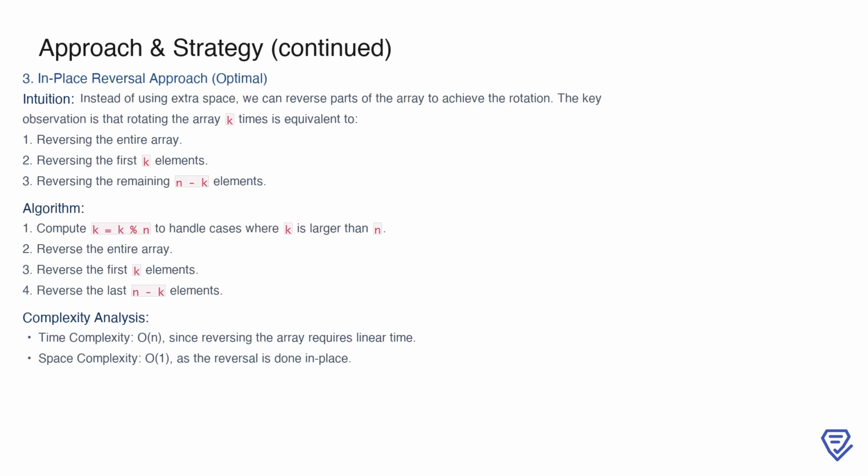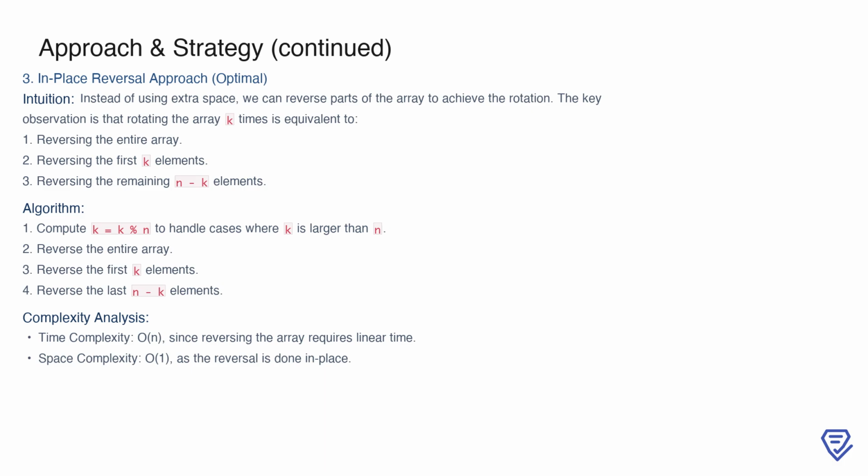For a truly optimal solution, we can use the in-place reversal approach. This method eliminates the need for extra space by leveraging the properties of array reversal. The key insight is that rotating the array k times can be achieved by dividing it into 3 steps. First, reverse the entire array. This step effectively positions the last k elements at the front, but in reverse order. Next, reverse just the first k elements to restore their original order. Finally, reverse the remaining n minus k elements to fix their positions as well.